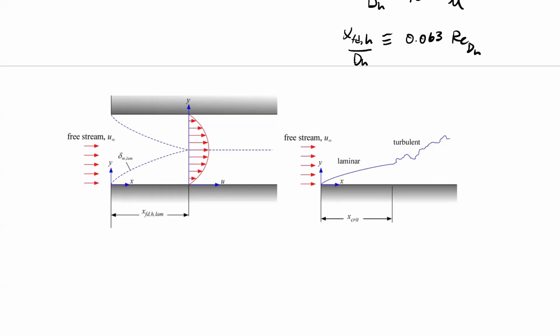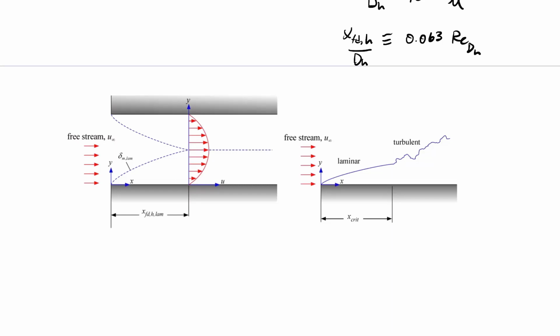Of course, you could have turbulent flow developing in a pipe, but it only will happen if it happens before the laminar boundary layers meet, right? So we want to calculate what is the distance that's required for turbulent flow to develop, what's the distance required for the boundary layers to meet, and compare those things, and then we can decide whether or not flow will ever become turbulent in a pipe.